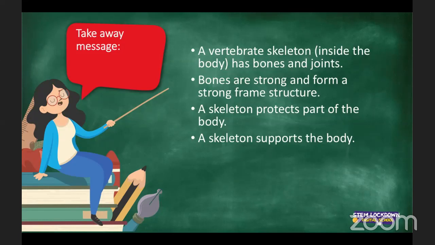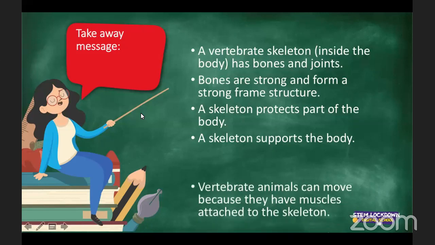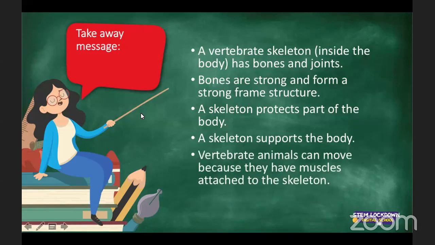There's some form of interdependence because muscles on their own cannot work. Bones on their own cannot work. Therefore, there must be a collaborative work effort between our bones and our muscles. Okay, vertebrate animals can move because they have muscles attached to their skeletons.